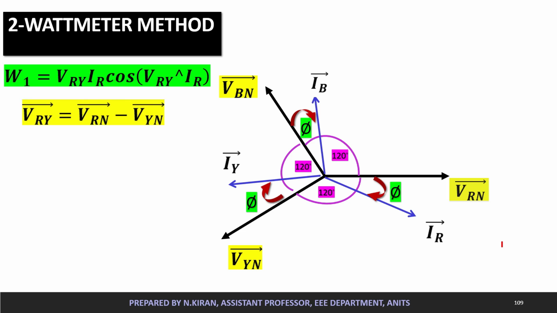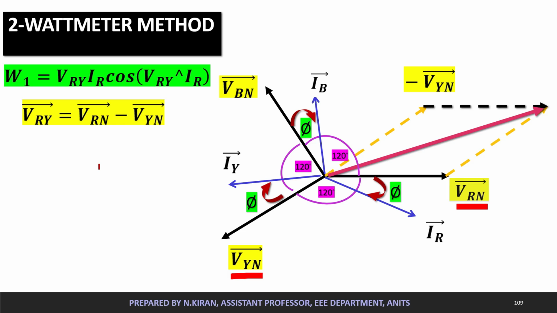Here, since I want the vector VRY, it can be represented as VRN minus VYN. I already have the vector or phasor VRN, and I also have the phasor VYN. In order to get the vector minus VYN, it is nothing but the mirror image of the phasor VYN. The resultant of these two phasors will give me the line phasor VRY.